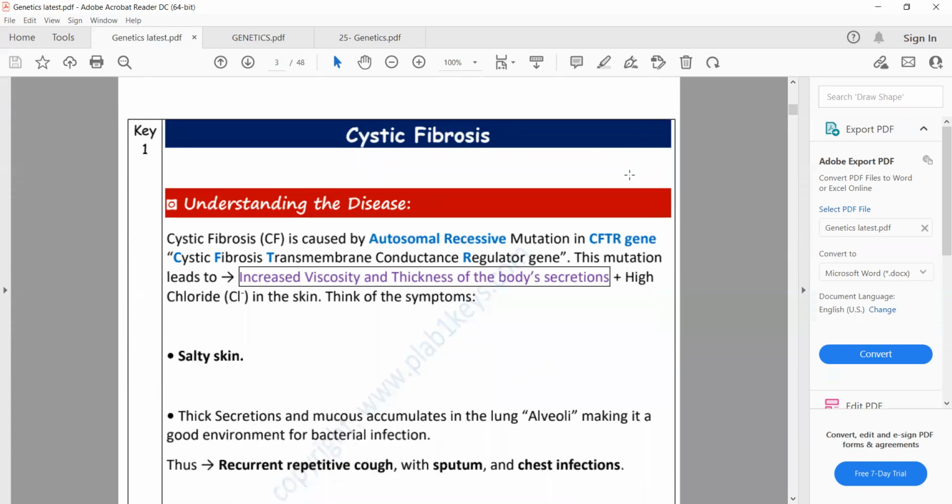Now let's do some diseases that we didn't do in other chapters, some genetic diseases.